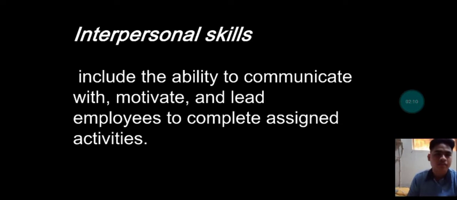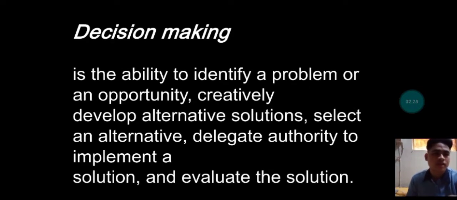And next is interpersonal skills. This is the ability to communicate and motivate the employees so they can do good work and be productive. And decision making, the last one. A manager needs to have good decision making, because if they do not, they cannot develop anything that is good for the company.